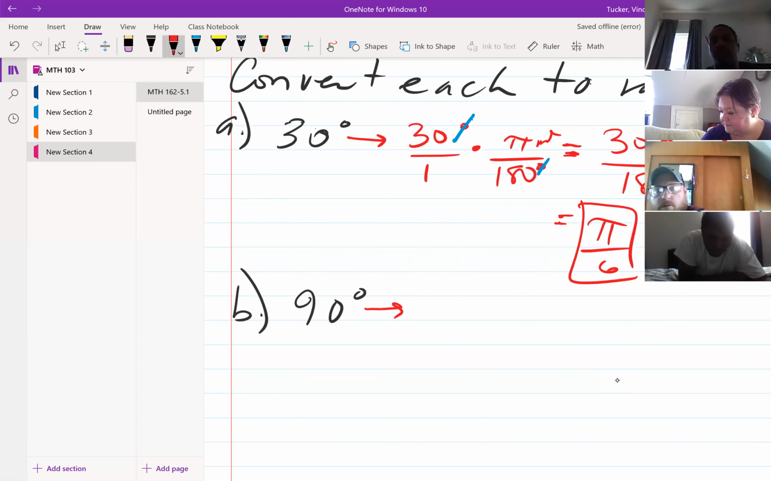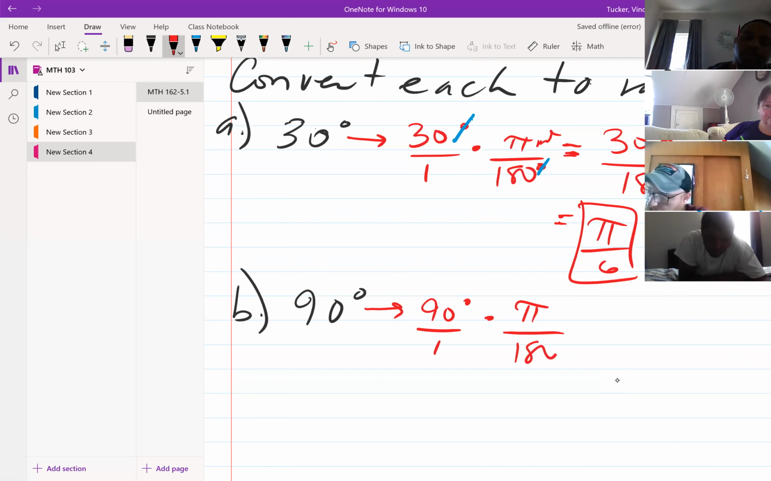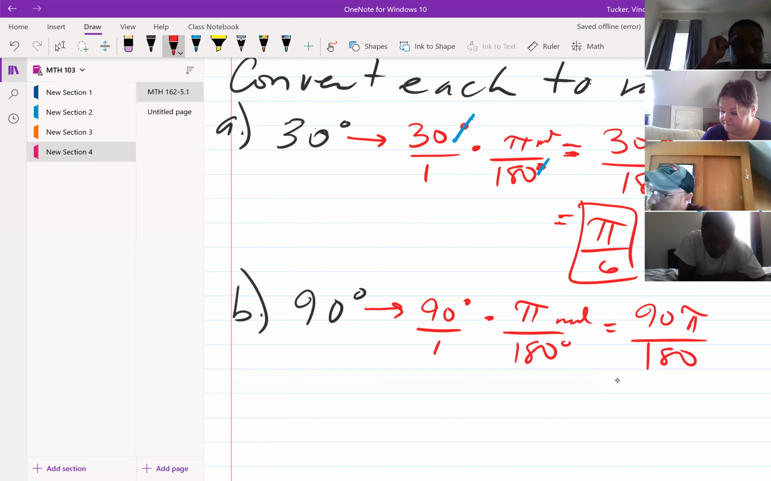All right, next one, 90 degrees. I'll keep the same pattern. So that 90 pi over 180, the 90s will cancel, and that'll reduce down to pi over 2.